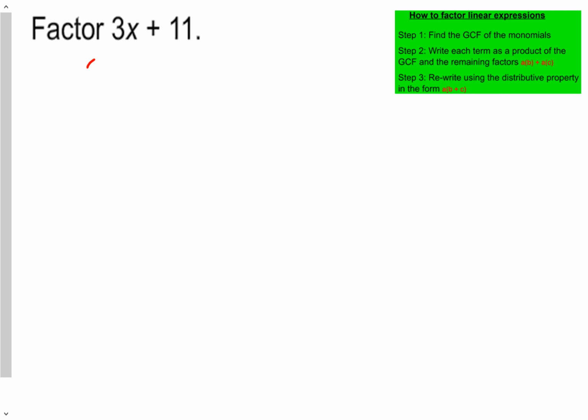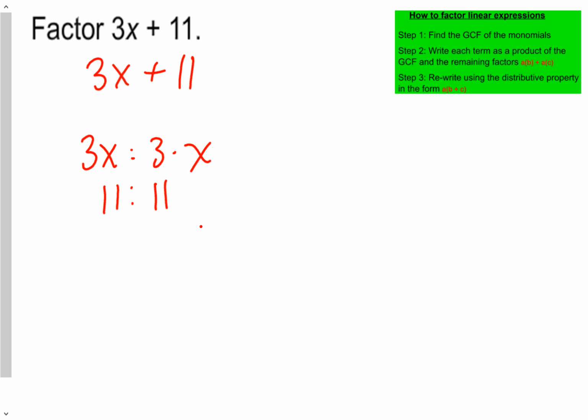Here's another example, 3x plus 11. Okay, so 3x is 3 times x, and 11 is just 11. So here we don't have any common factors, so we're just going to write cannot be factored.